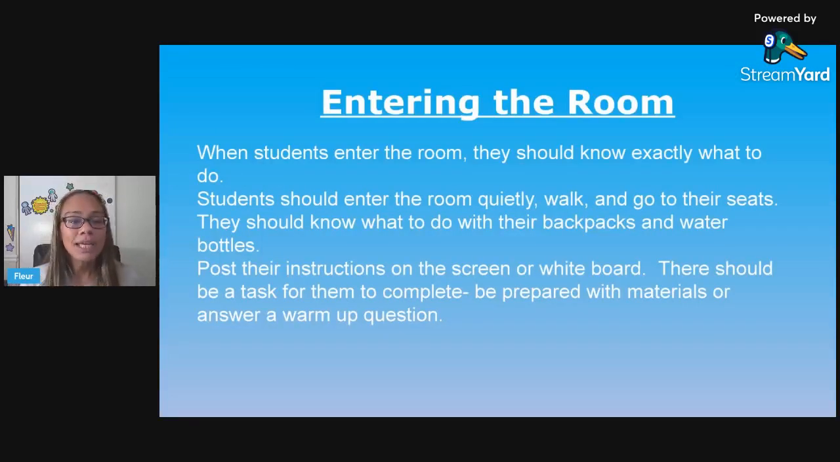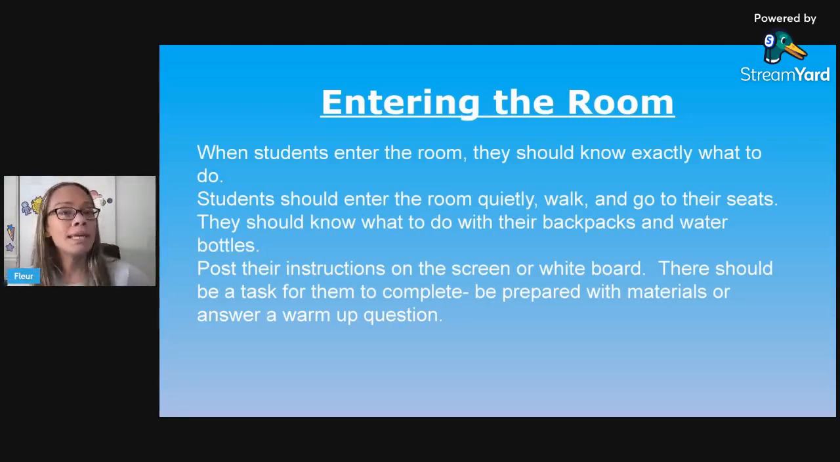Entering the room. So when they come into your room at the beginning of the class period, they should know exactly what to do. Typically, they should enter quietly, go to their seats, and they should know what to do with their backpacks or their water bottles or with papers that they have to turn in. You want to give them a visual, post their instructions on the screen or on a whiteboard, whatever your classroom has. And I post a slide that tells them what their bell work is and what our agenda is. And I can link that in here. But there should be something for them to do.